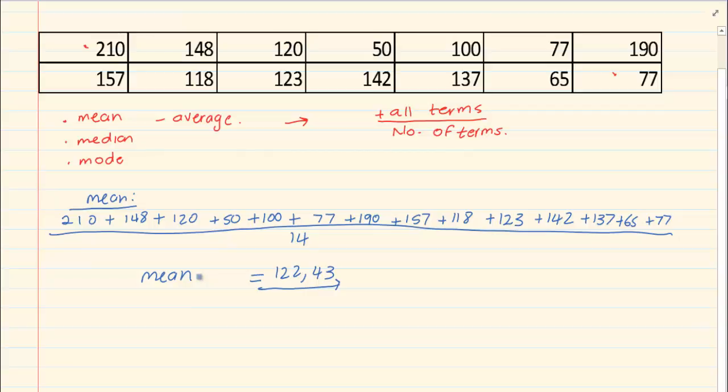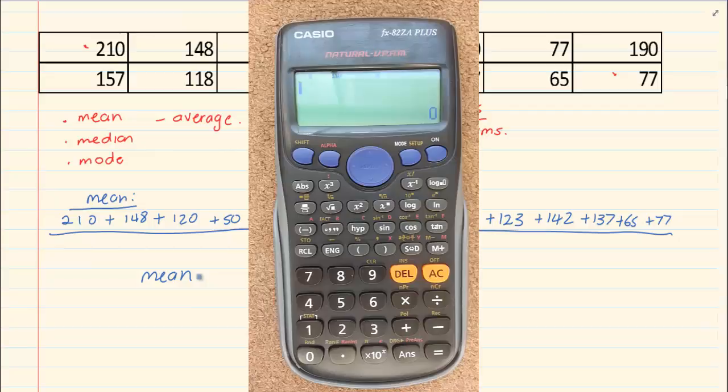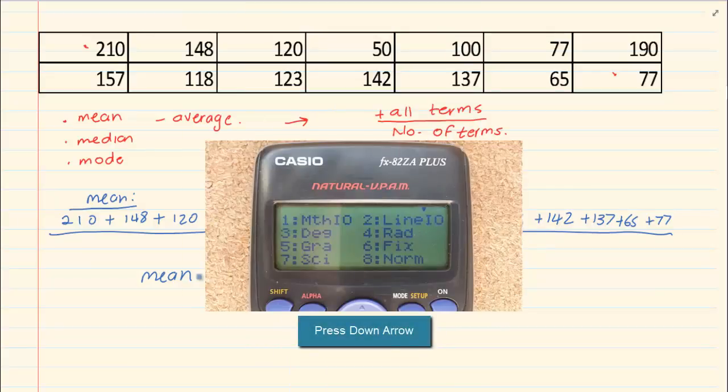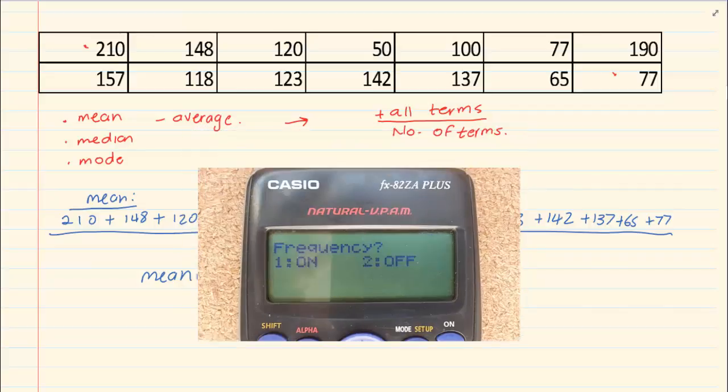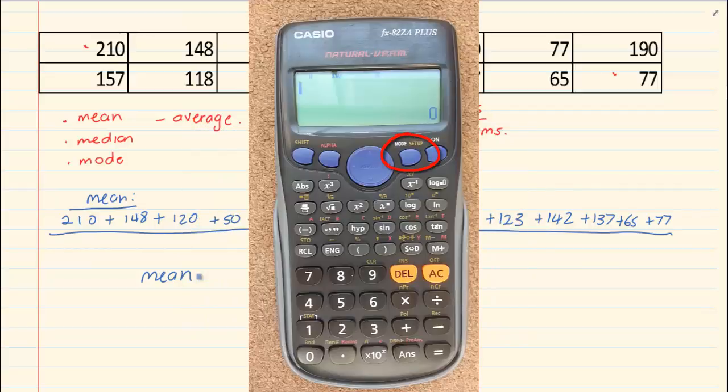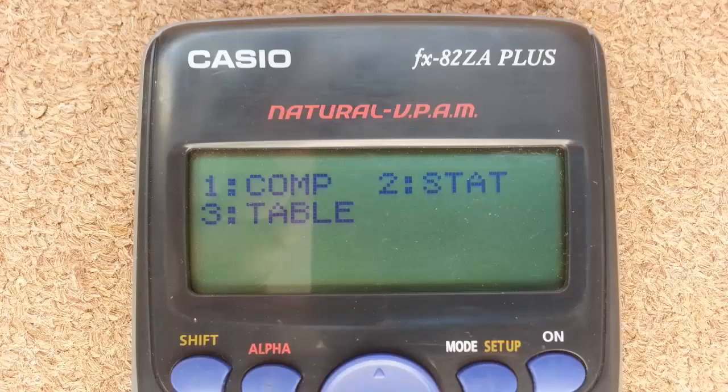Now you also need to learn how to use your calculator. Firstly, we'd like to set your calculator up to have a frequency table in it. You're going to press shift and you're going to press the mode. Then you're going to go down and it will have number 3, which is stats. You're going to put number 1, which is frequency, on. Then you're going to press mode again. And number 2 says stats.